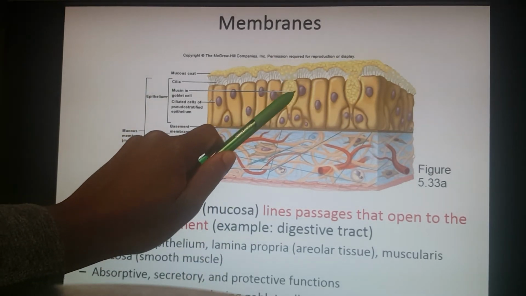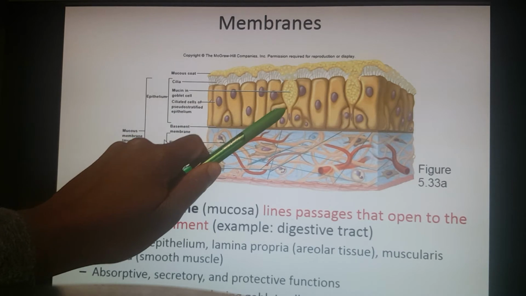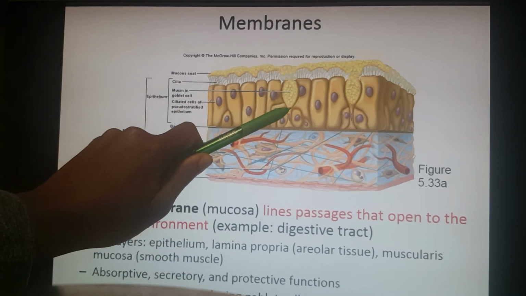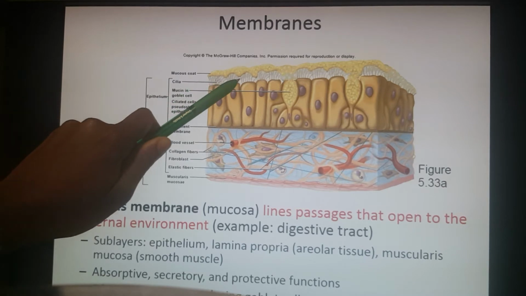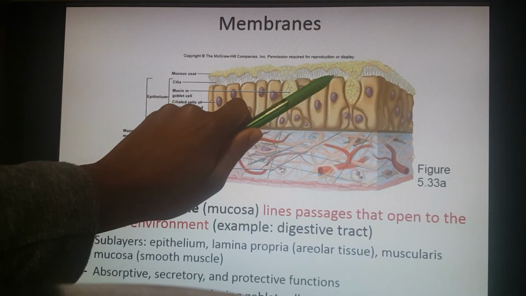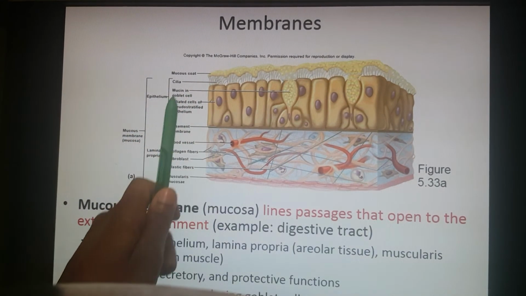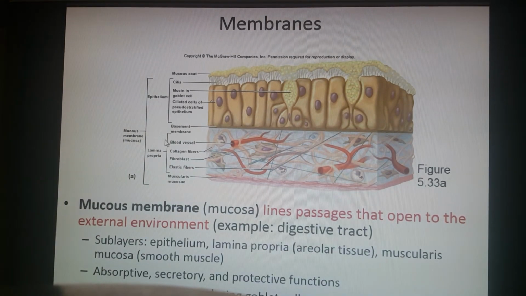So here are the goblet cells, again shaped kind of like a wine glass, making the mucus. That mucus floats on that saline layer, with all these cilia structures inside that cilia layer pushing the mucus in one direction.